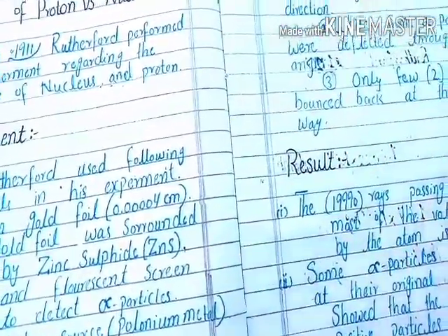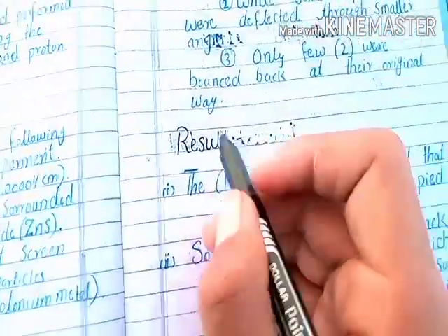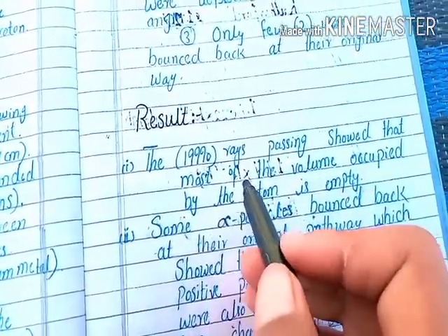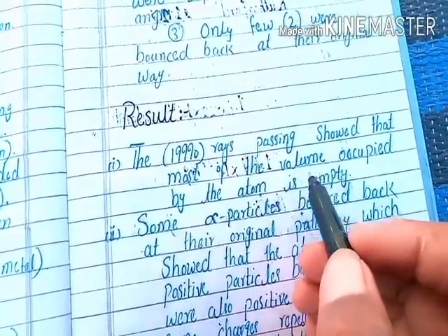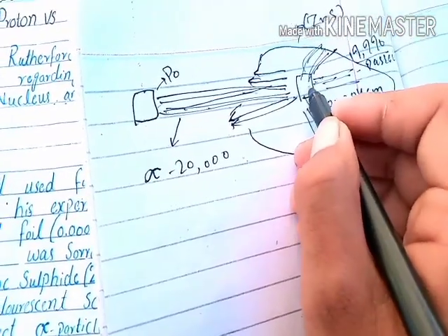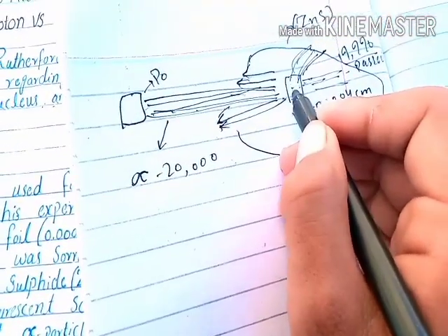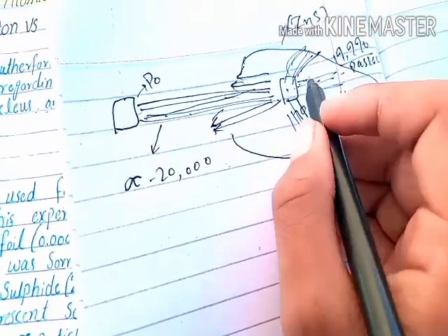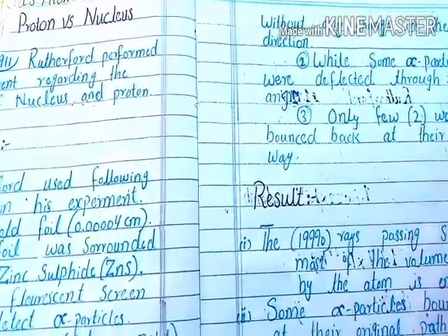So he took some conclusions from this. The 19,990 rays passed easily, which showed that most of the volume occupied by the atom is empty. So when most of the rays passed easily, he said that most of the atom is empty because most of the rays passed very easily.